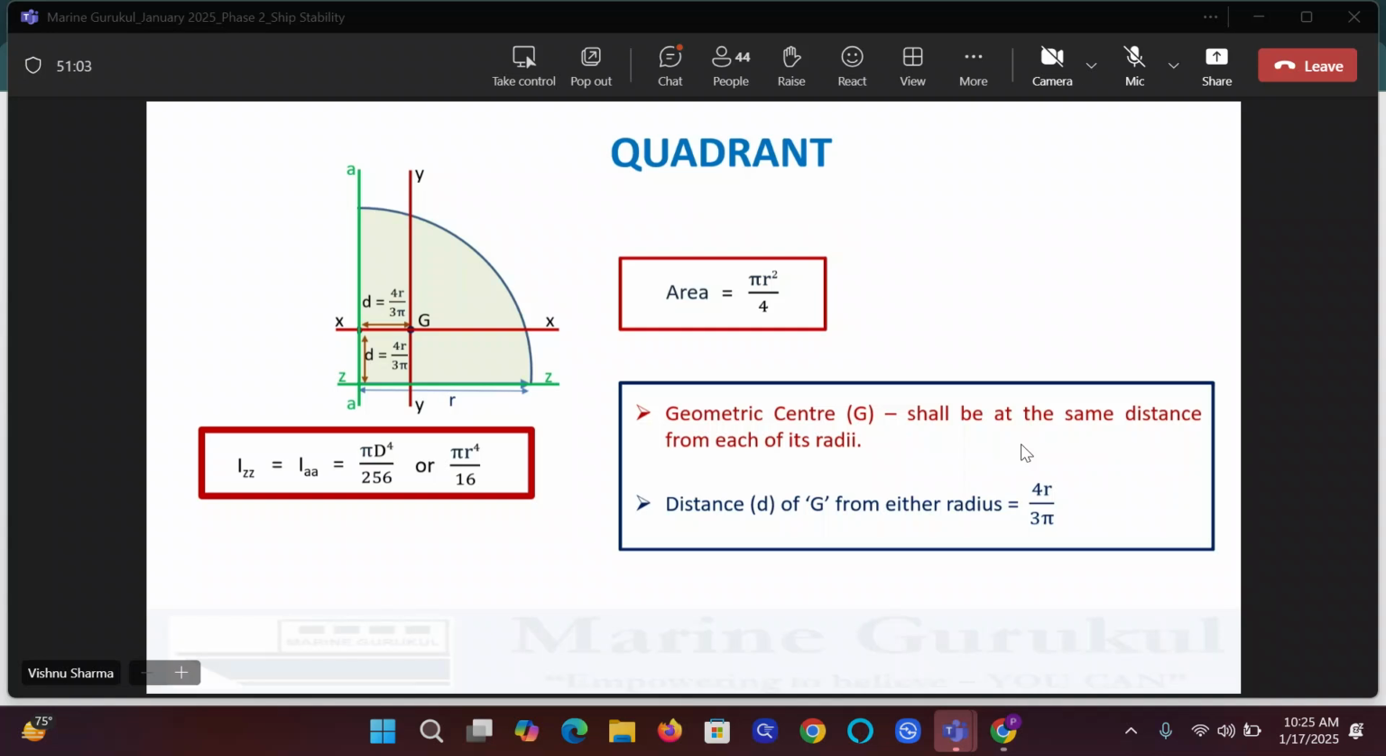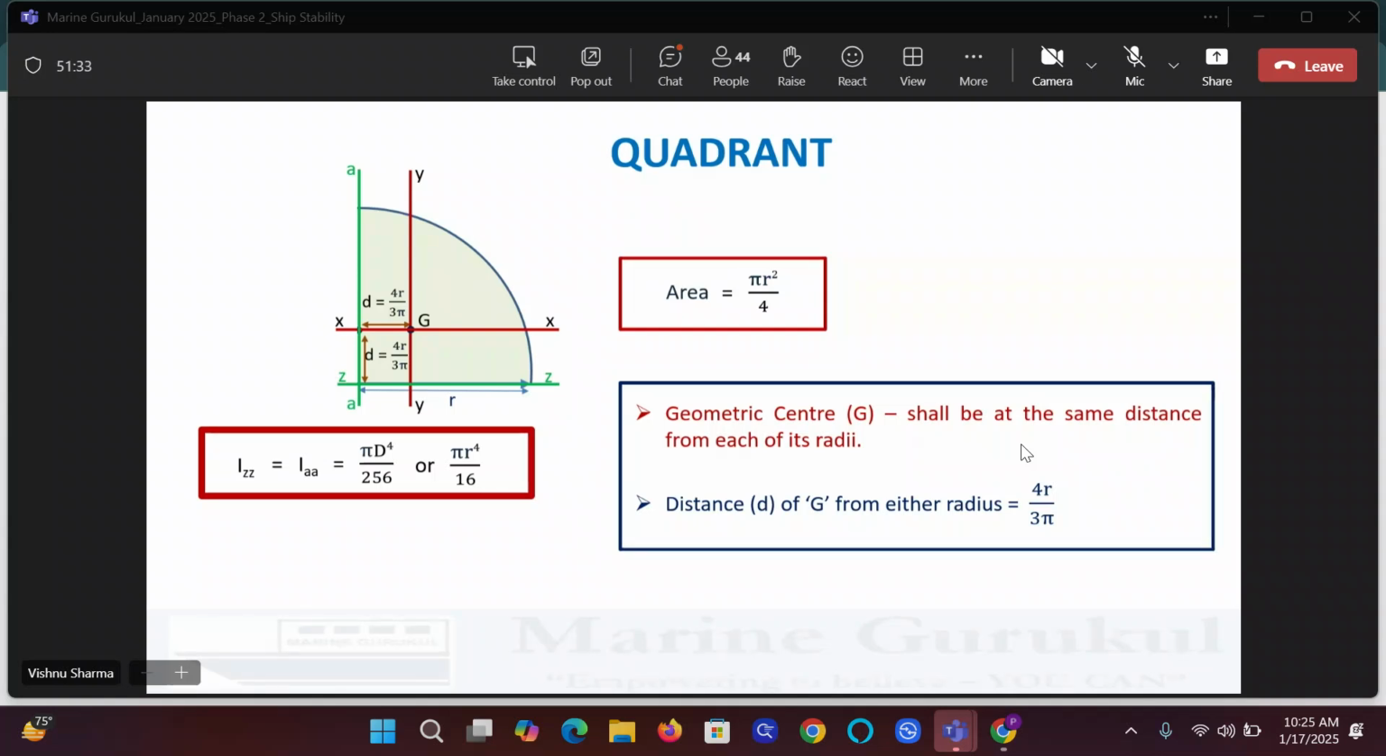Guys, first tell me, is the area distribution about XX and YY the same? Please see the diagram and tell me, is the area distribution about XX and YY the same? Yes or no? Yes, sir. Guys, is the area distribution about XX and YY the same? No. Why, beta? Why no? What is area distribution? How is the area of the quadrant distributed about the reference axis?